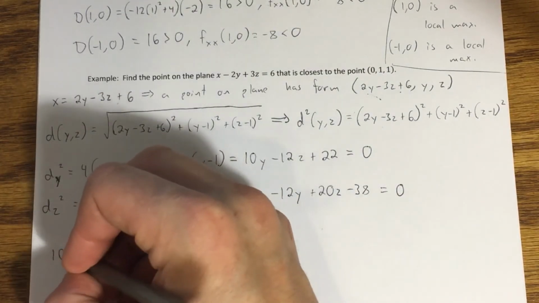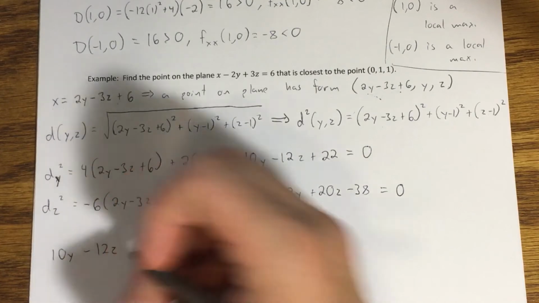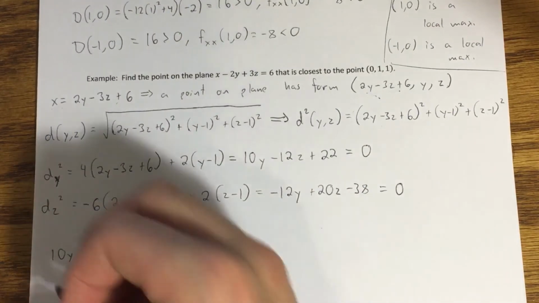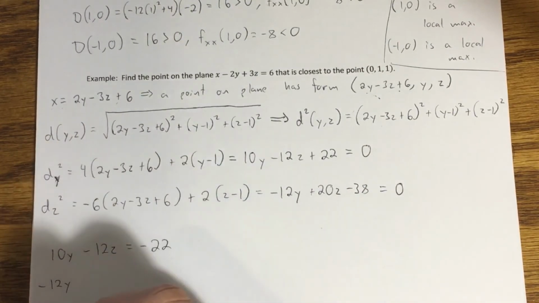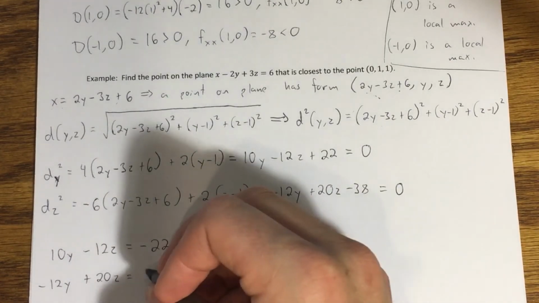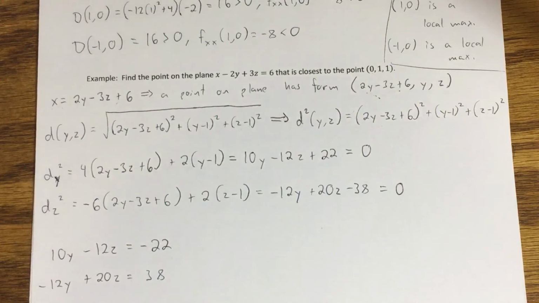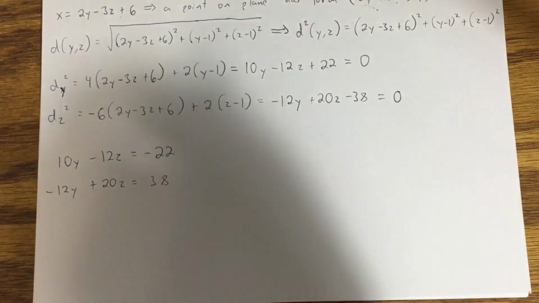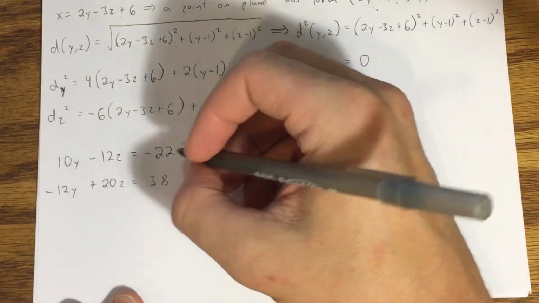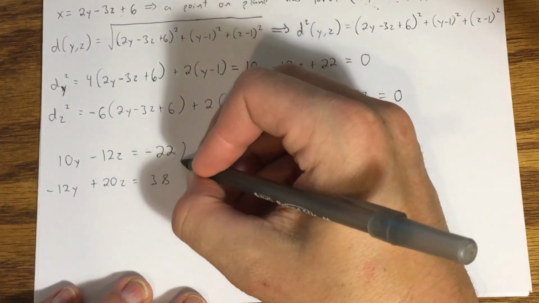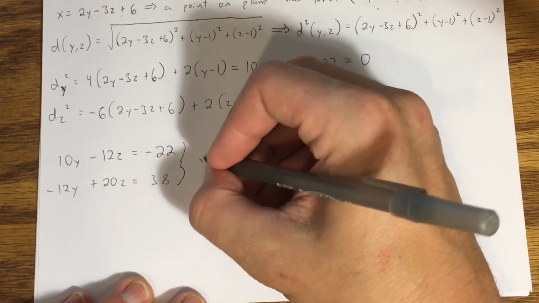So I could write this as 10y minus 12z, let's subtract the 22 over, so negative 22, and then negative 12y plus 20z equals 38. This is a system of two equations in two variables, and you can use techniques from Algebra 1 to solve this. I am not going to go through the steps of solving this system because that's something that you should be able to do. For the sake of time, I want to just give the solution.